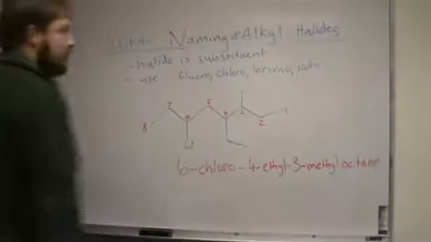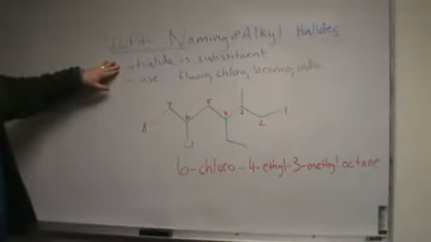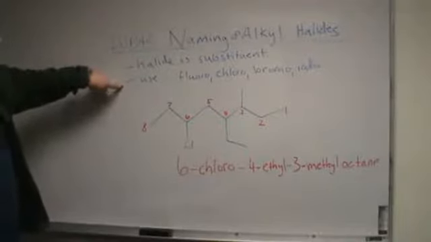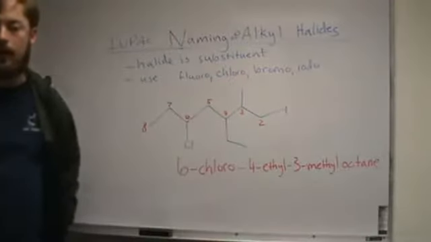Okay, last part of naming alkyl halides. Let's look at the IUPAC way to name it. Here we treat the halide as a substituent, and in doing so, we describe it by calling it fluoro if it's fluorine, and then chloro, bromo, or iodo.